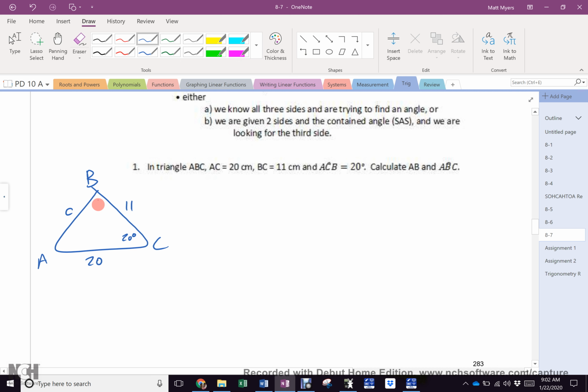Everybody cool? What can I do first? Because I'm going to need an angle in here, right? There's a theta. Do I have any pairs? Any pairs? No, so what do I start with? Cosine law, exactly. C squared equals what? 11 squared, plus 20 squared minus 2 times 11 times 20 times cos 20, cos C. Get me that answer.